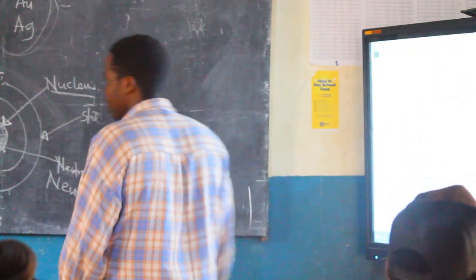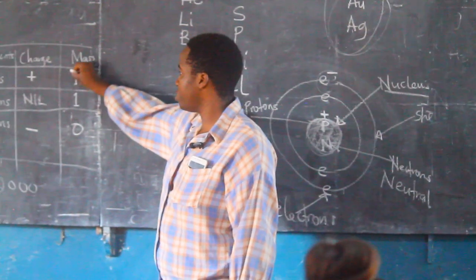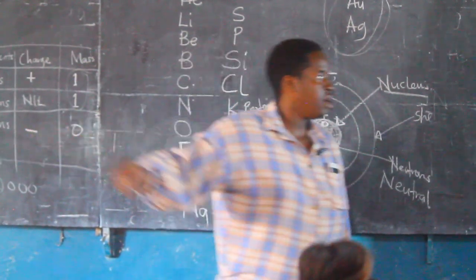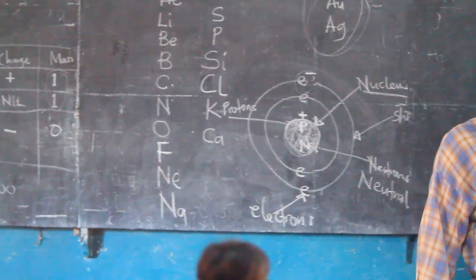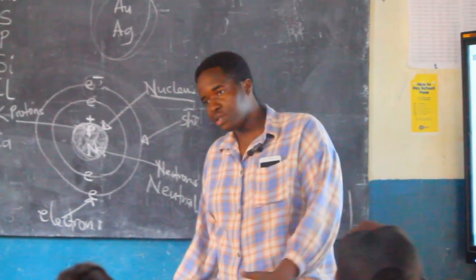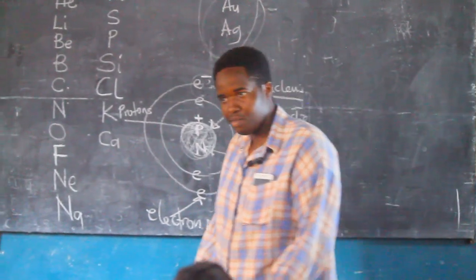Like I said, knowing the number of protons and neutrons helps you to determine the mass of the atom, which in this case we are calling the atomic mass. Atomic mass of an atom.